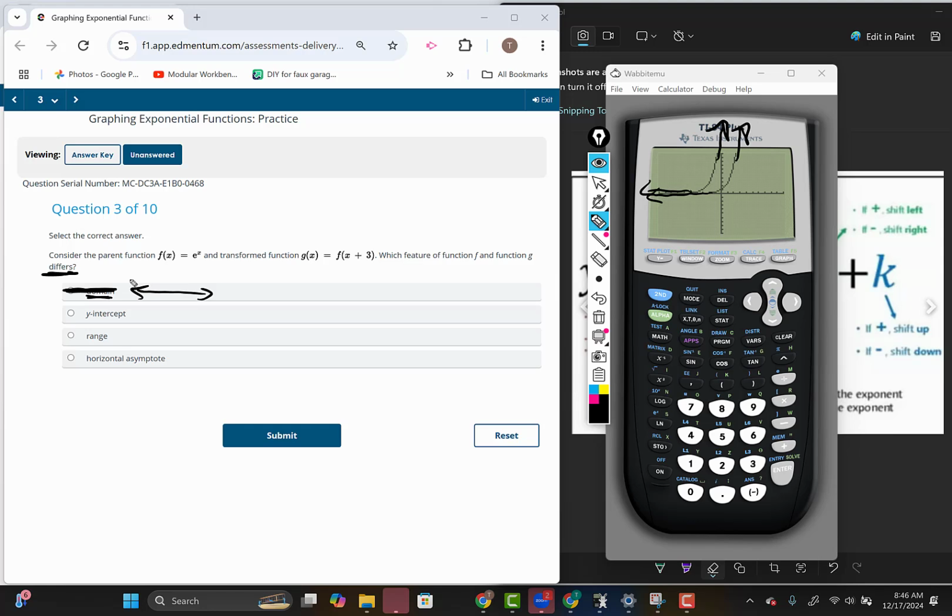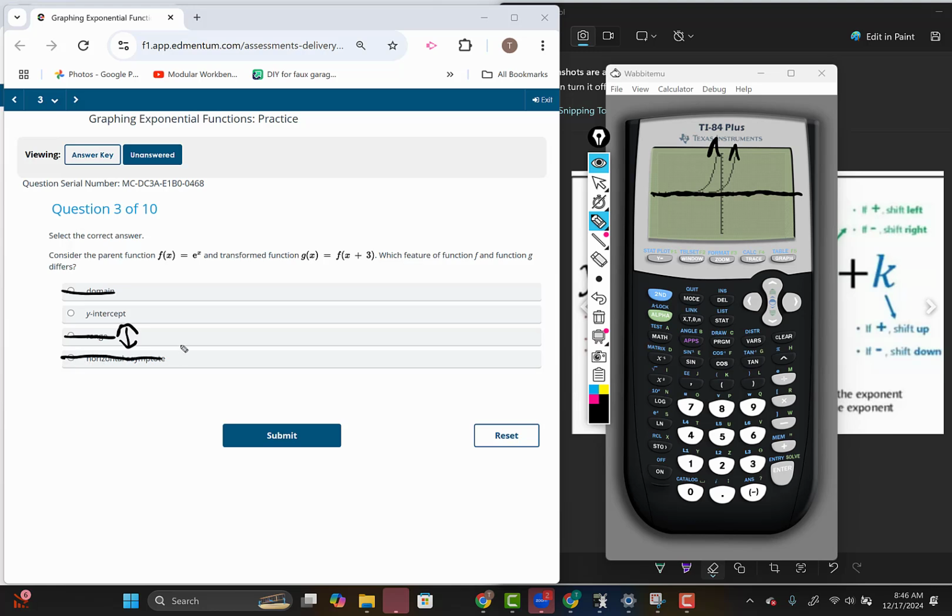The range is also the same in these, because the range is how far up and down the graphs go. It's the y values. So both of these graphs obviously go up forever, and both of them are approaching the x-axis, but never quite touching it. So they're not going any lower. They're not getting into the negative y values. So the range is the same. The domain is the same. The horizontal asymptote we just talked about is the same. The x-axis is the horizontal barrier or asymptote for both of those graphs.